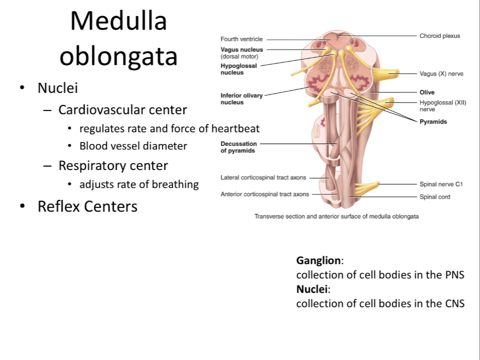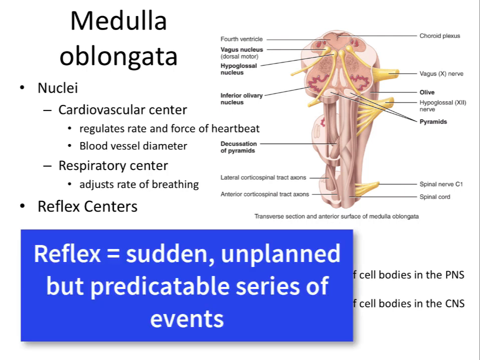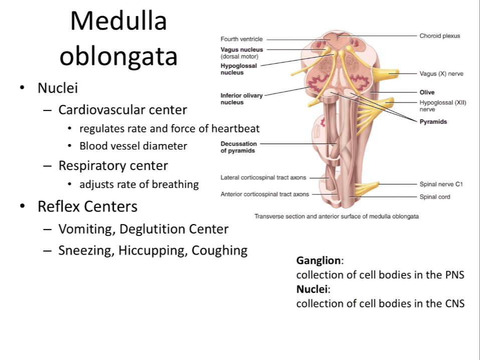There are also reflex centers within the medulla. These are nuclei that control certain reflexes. And remember, a reflex is a sudden, unplanned, but very predictable series of events. So the reflex centers include the vomiting center. If you've ever had something go down your throat or stick in the back of your throat, it causes a vomiting reflex. There's also a deglutition center, which triggers the swallowing reflex. We also have reflex centers for sneezing, hiccuping, and coughing within the medulla.